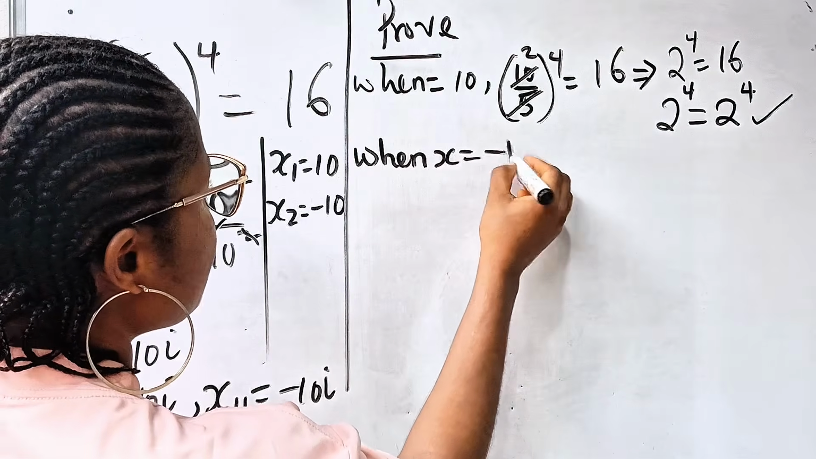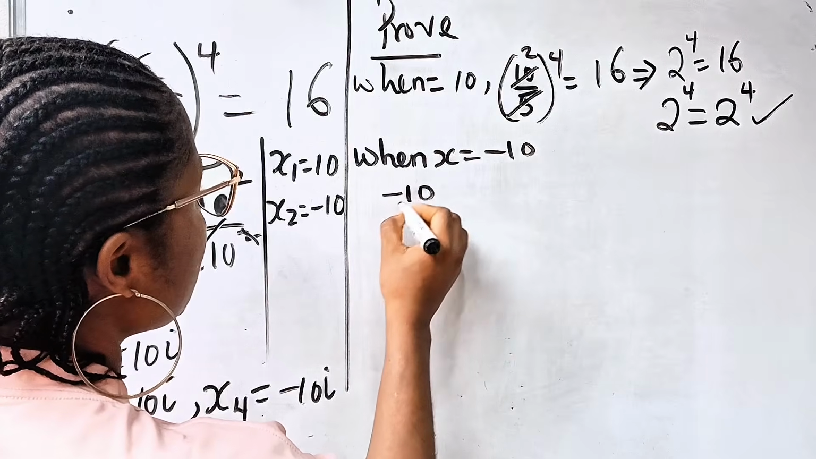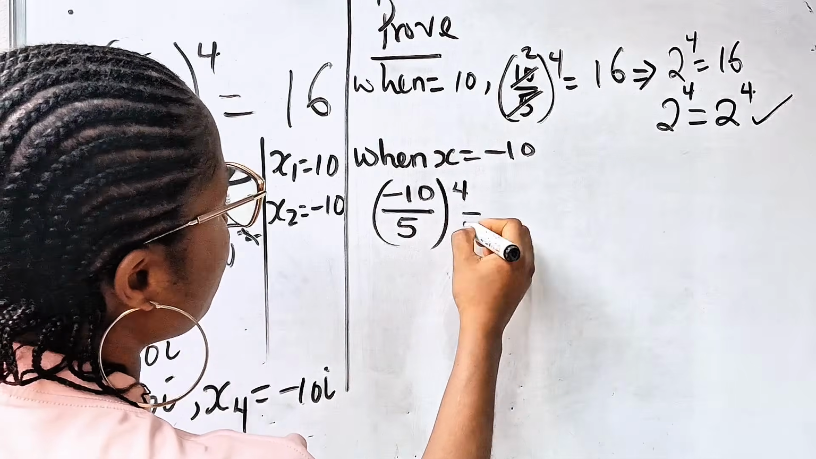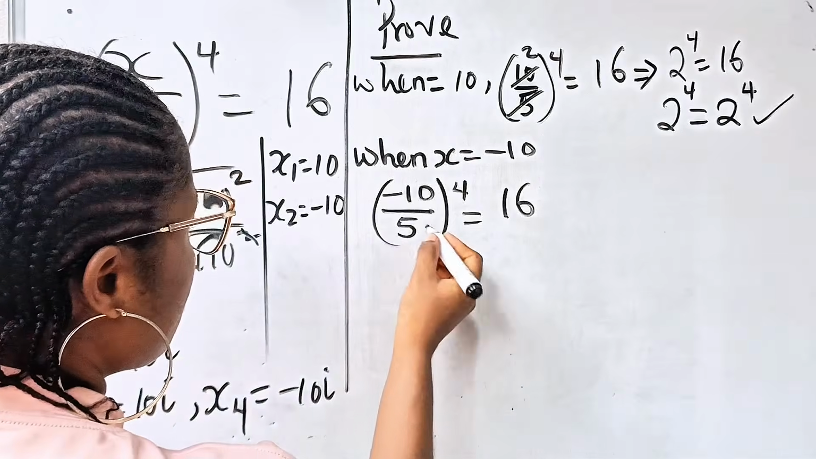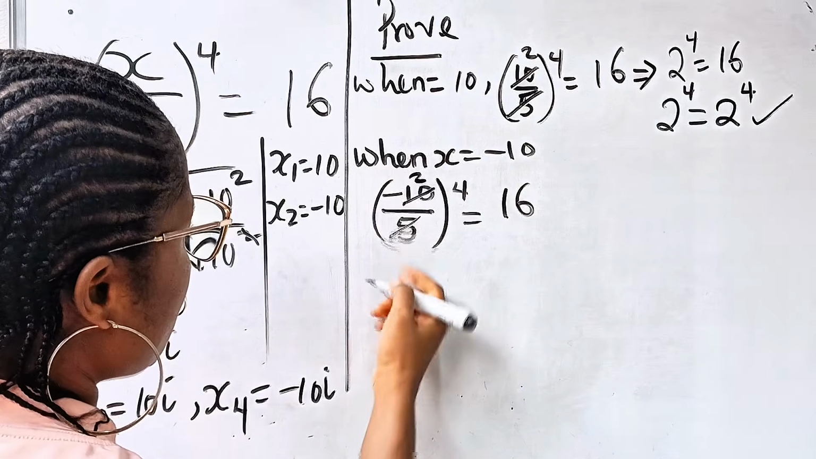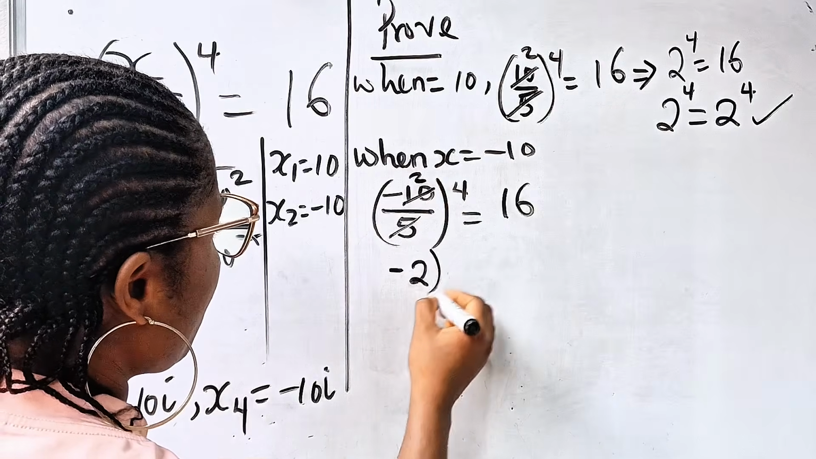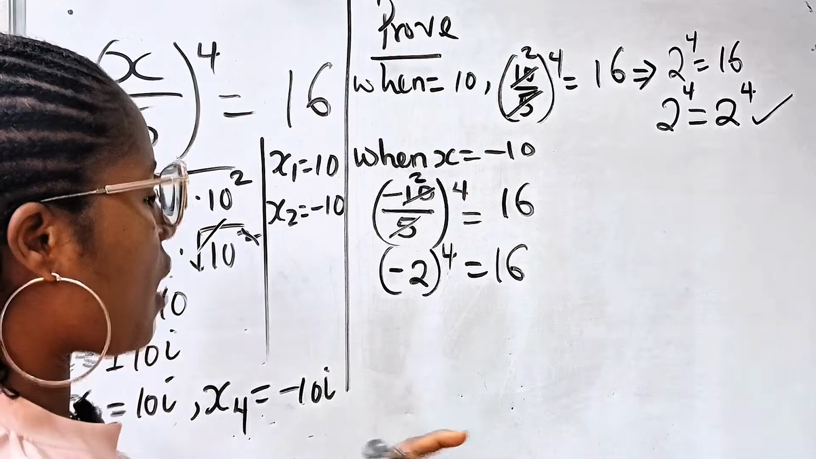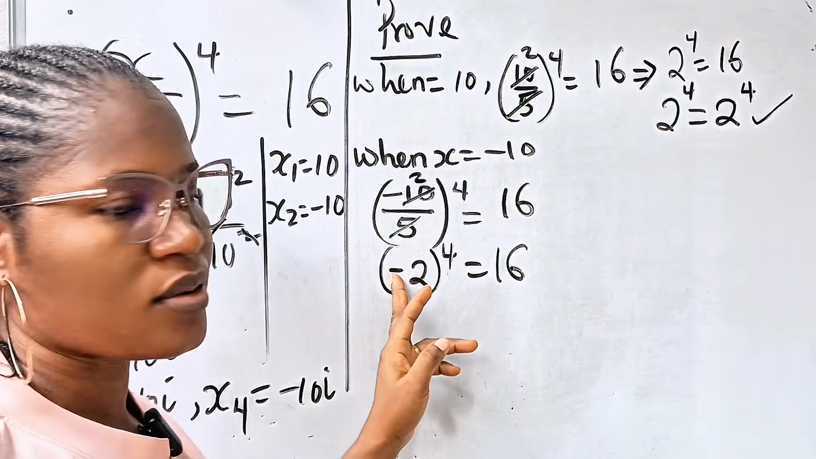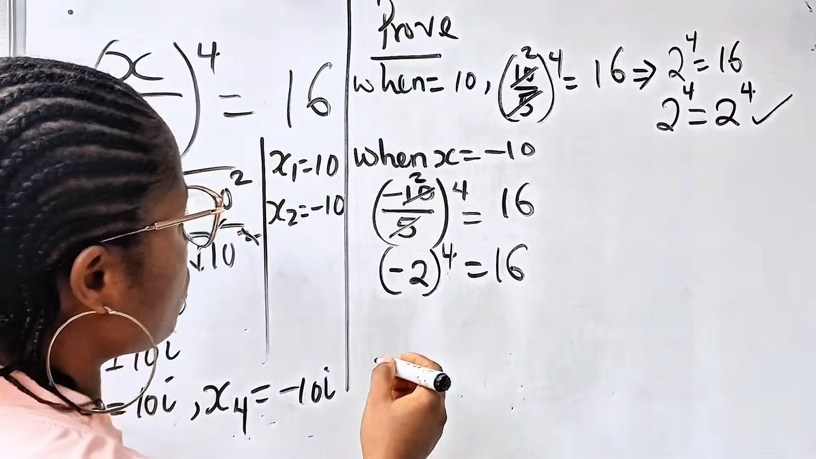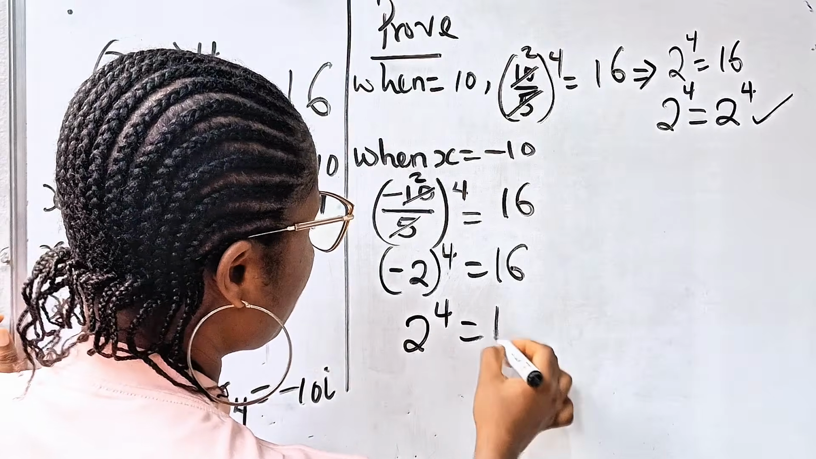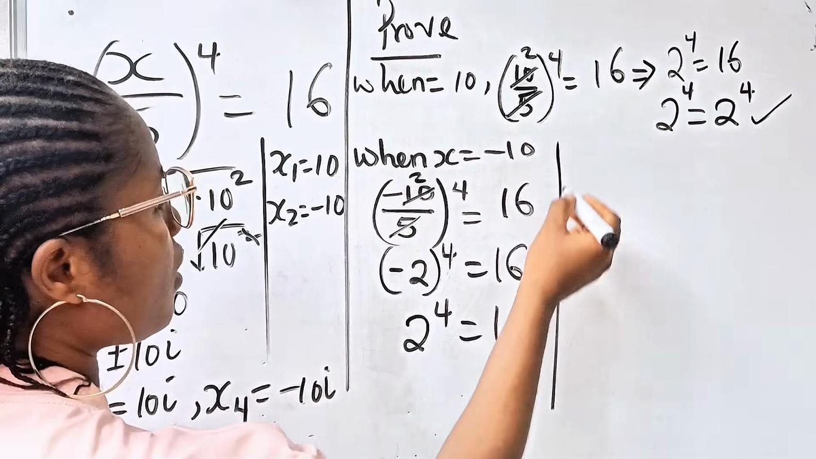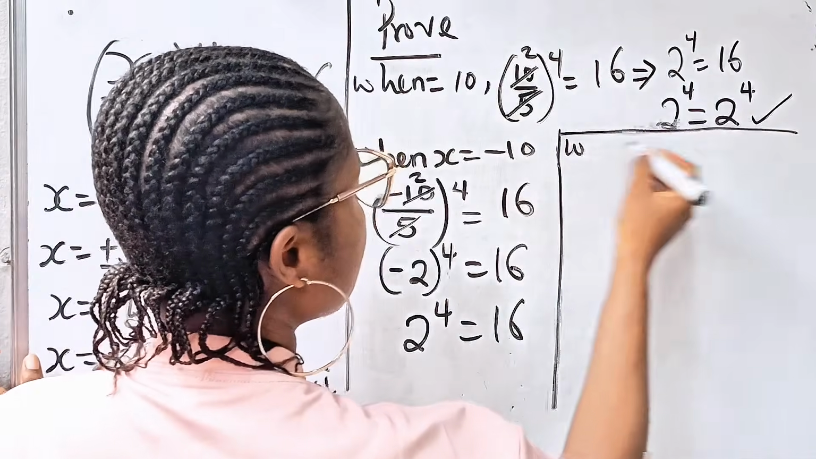When x is negative 10, so we have negative 10 divided by 5 raised to the power of 4 is 16. Now 5 will go into this 2 times, so minus 2 raised to the power of 4 is 16. And we know that when our power is even, it cancels out the negative sign. So this is still equal to 2 to the power of 4, which is 16. And this is correct.